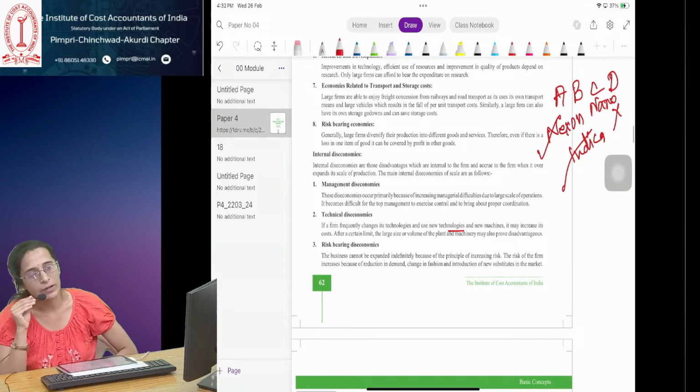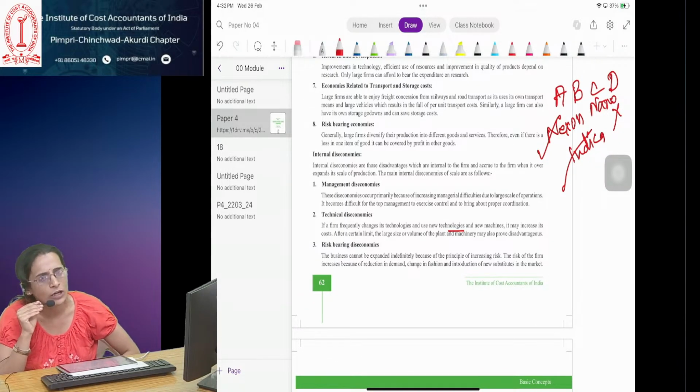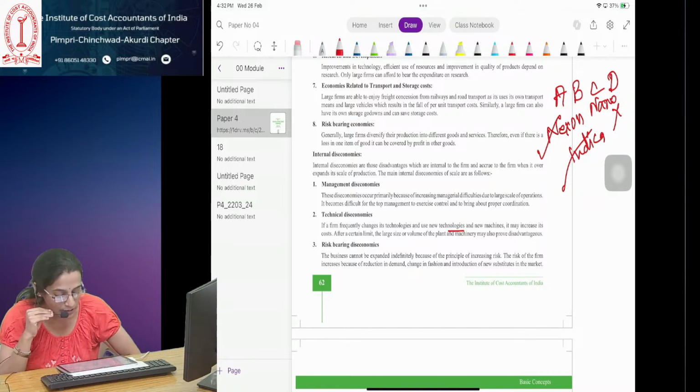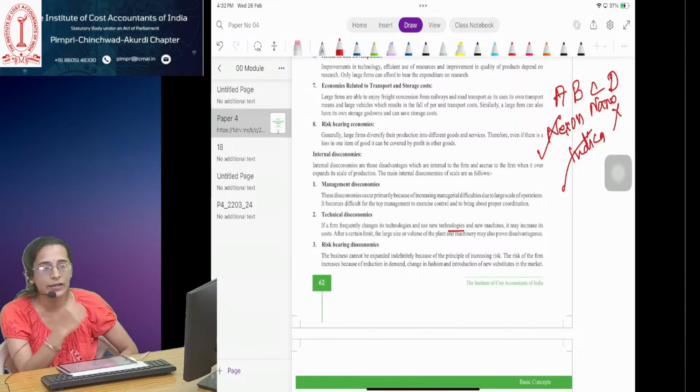So now we will be discussing diseconomies. What are the disadvantages when we increase the scale of production of a specific organization? Internal diseconomies are those disadvantages which are internal to the firm and accrue to the firm when it over-expands its scale of production. Management diseconomies.